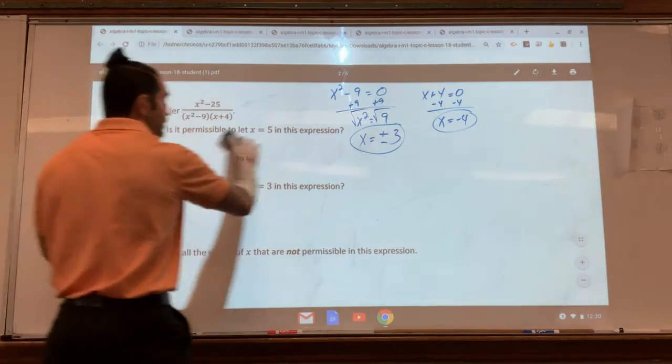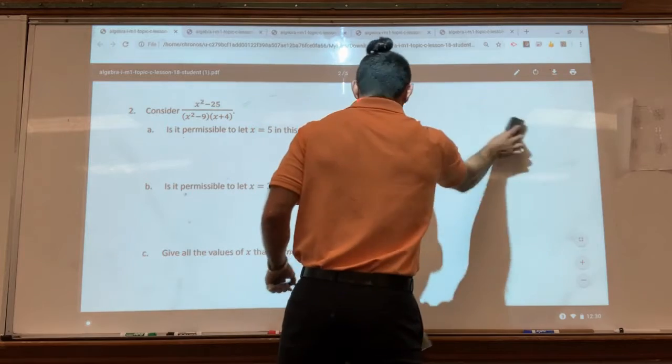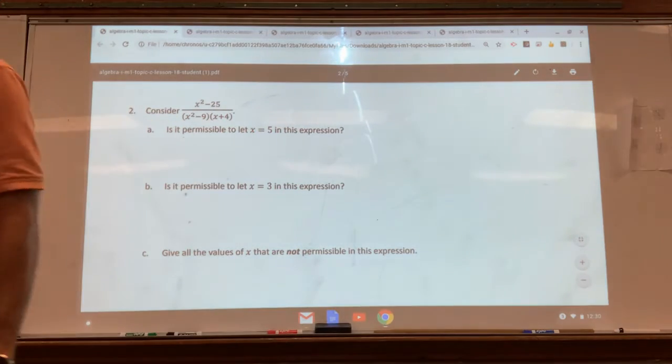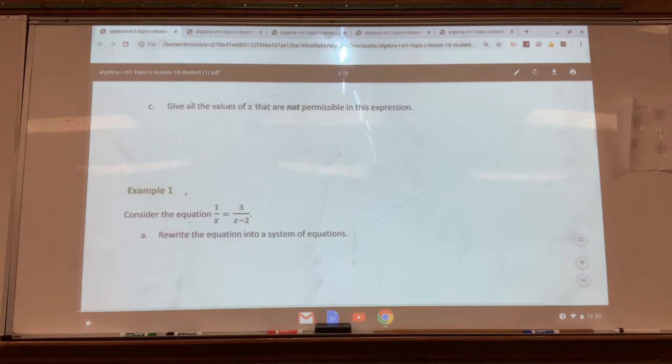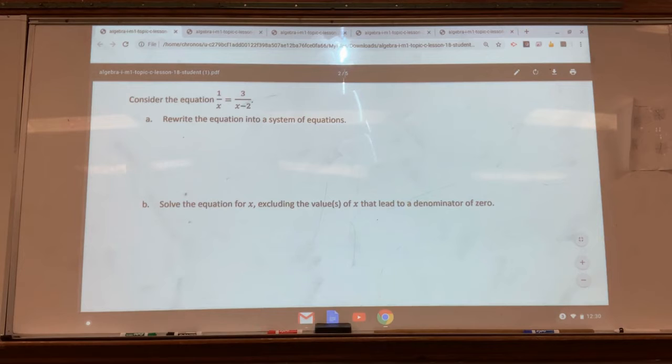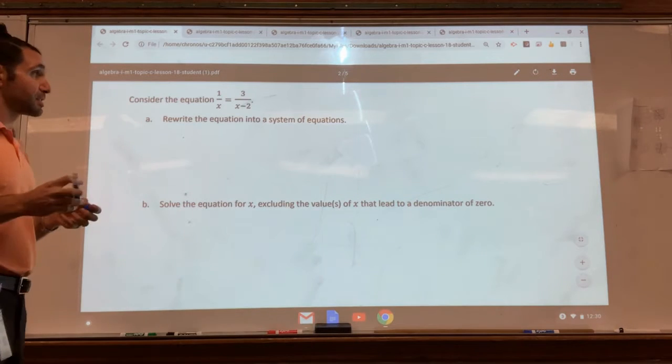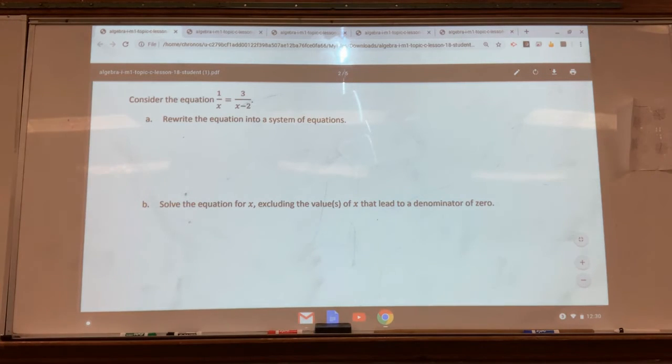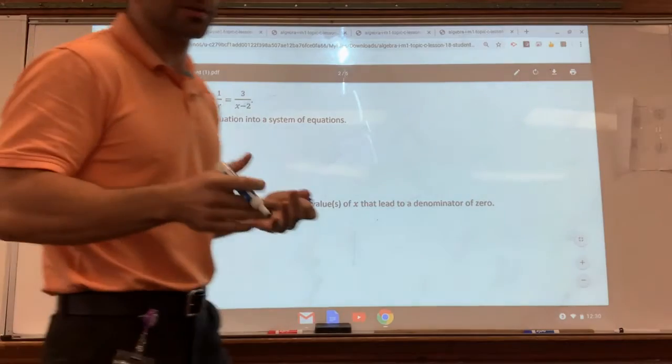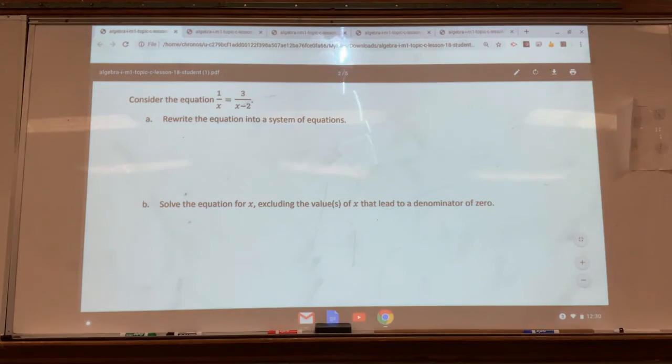So what happens when it's an equation? Well, we're going to do two examples and only two examples. One is easy, one requires a little bit more work. Rewrite the equation into a system of equations. Okay, so when we rewrite it into a system, again, we're doing two things. We're making it into a compound type of deal here. So we're going to say, okay, what do we know about this?